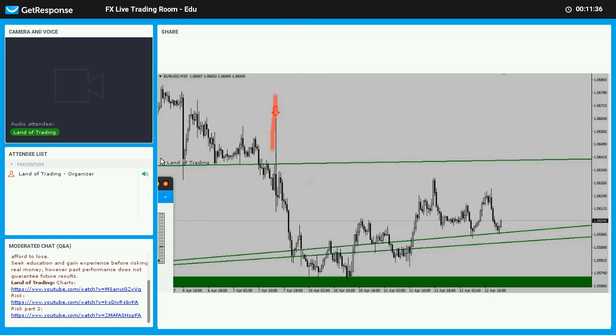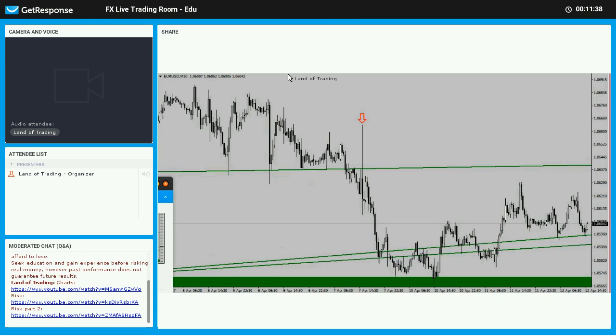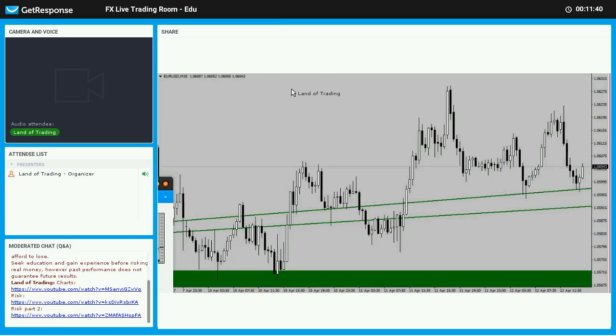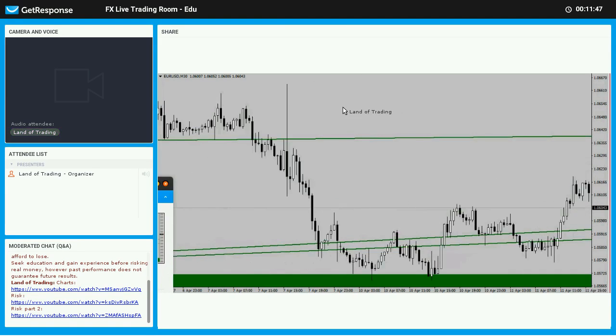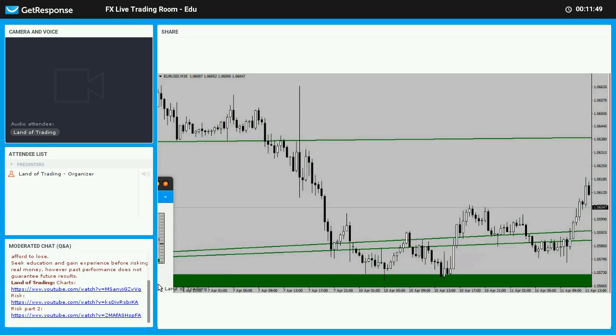So let me try to make it a little bit bigger. So that should be better visible for you what I'm talking about. Okay. So that was the market makers move, right? Stops to the upside, to the downside. We end up the whole 30-minute candle, then some kind of hesitation, all right?